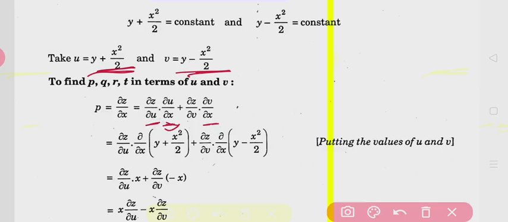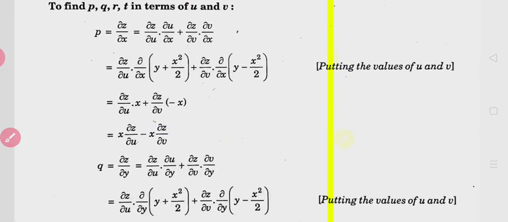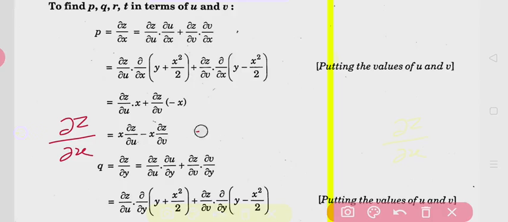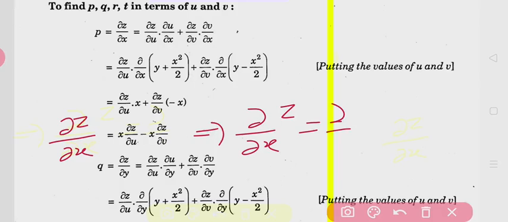So the remaining things will be as they are: ∂z/∂u into x, ∂z/∂v into minus x, right? So when you write it down, that will be x into ∂z/∂u minus x into ∂z/∂v. Or in another form you can say, what is this one? p is ∂z/∂x actually. Okay. So when you take out the common, you write ∂/∂x of z, and this will be x into ∂/∂u minus x into ∂/∂v of z.